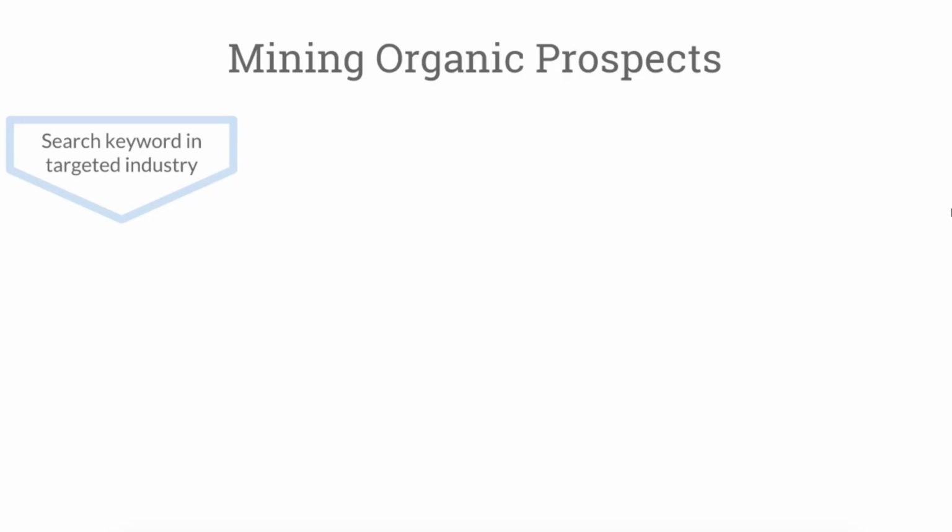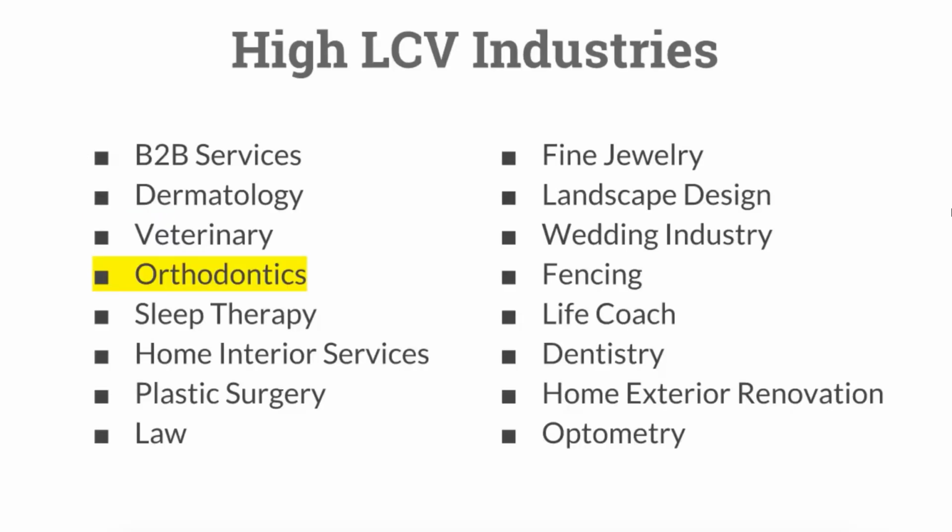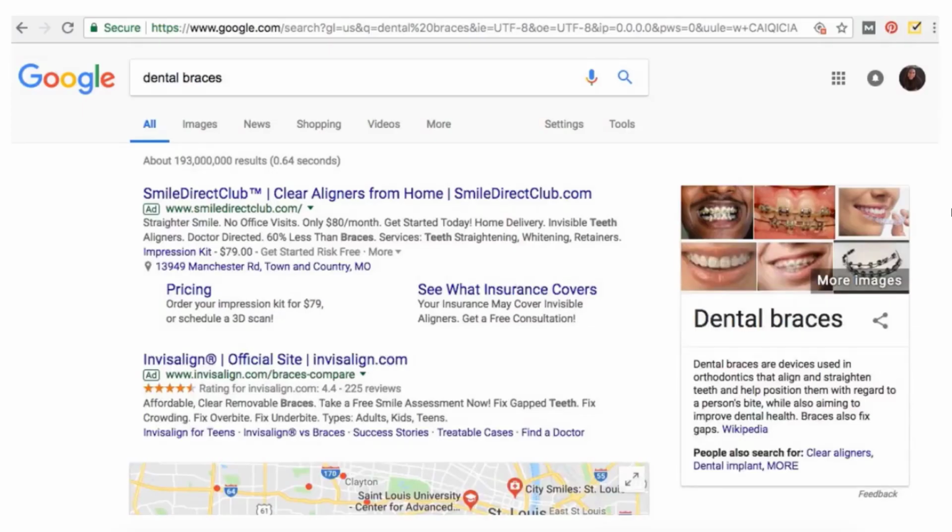Search a keyword in our targeted industry. Now, this is a list of a few high lifetime customer value industries. For this lesson and this example, I'll choose orthodontics. So you'll go to Google and search your keyword or topic. For this example, I searched dental braces.